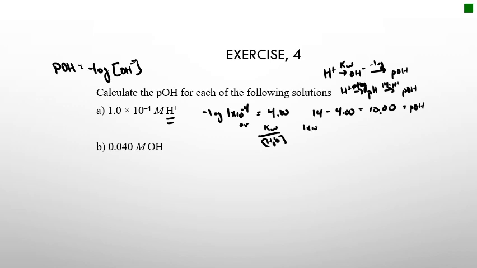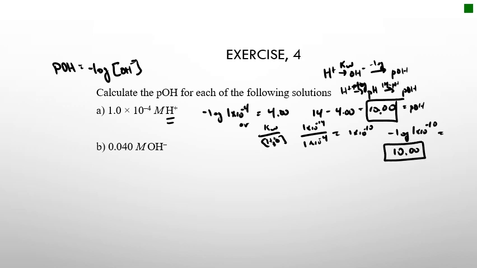So I could have 1 times 10 to the minus 14th divided by 1 times 10 to the minus 4, which is equal to 1 times 10 to the minus 10th. And then I could take the negative log of 1 times 10 to the minus 10th, which would equal 10.00. So either way, you still end up with a pOH equal to 10.